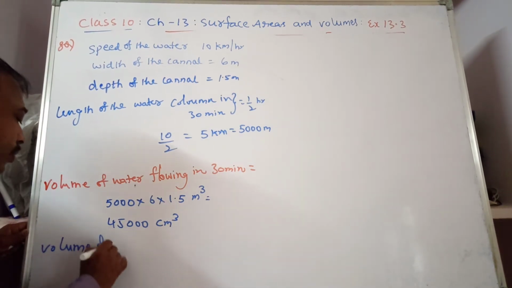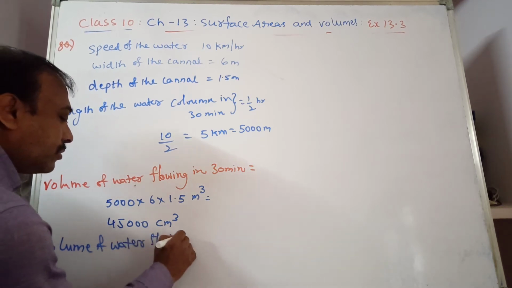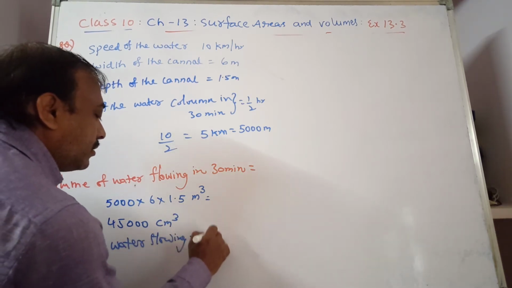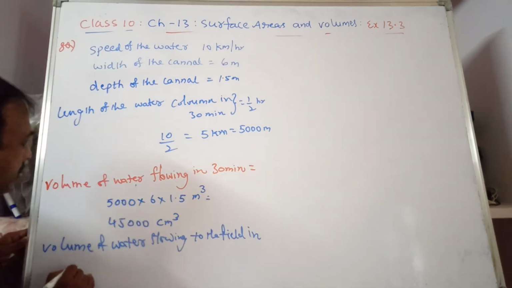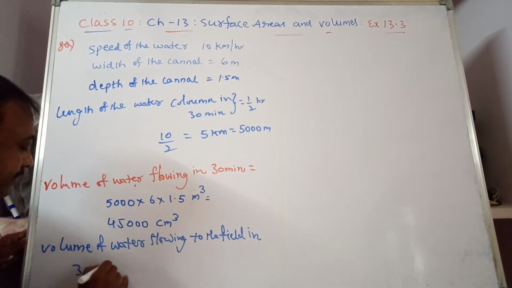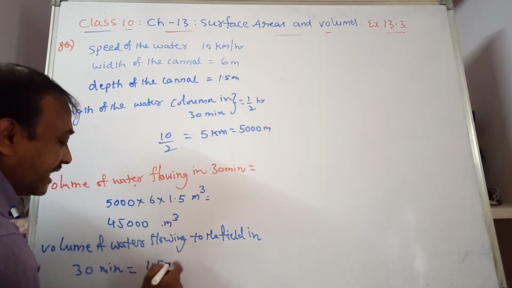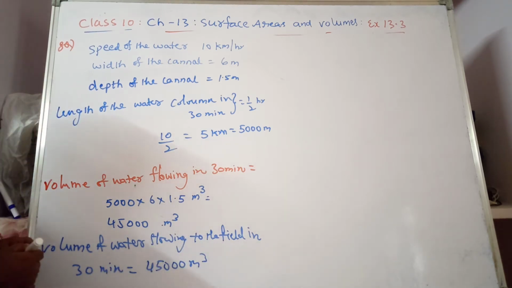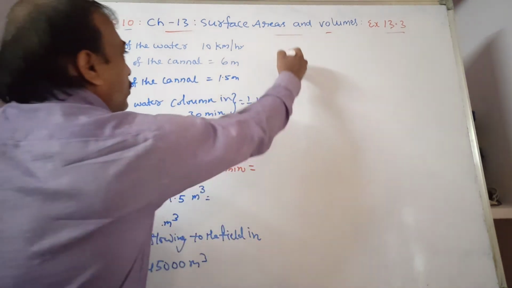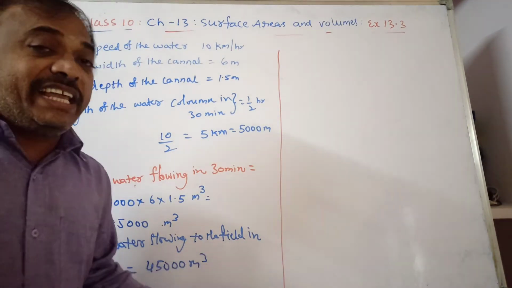Volume of water flowing to the field in 30 minutes is equal to 45,000 meter cube. 45,000 meter cube of water is flowing. Now, if water is flowing through 45,000 meter cube of volume, how much area does it irrigate?